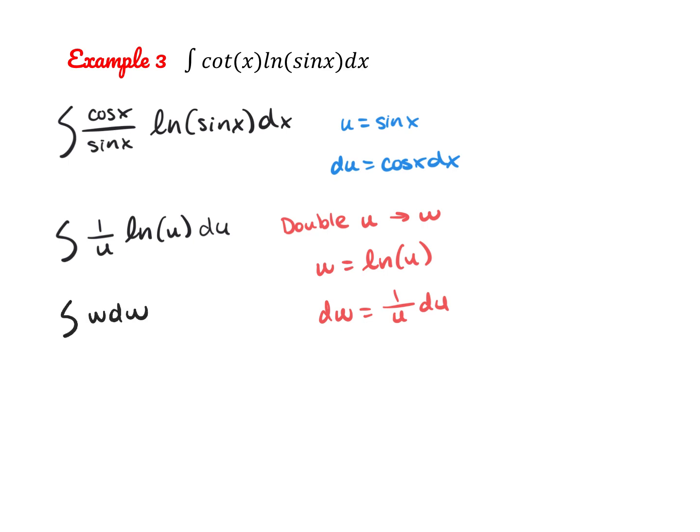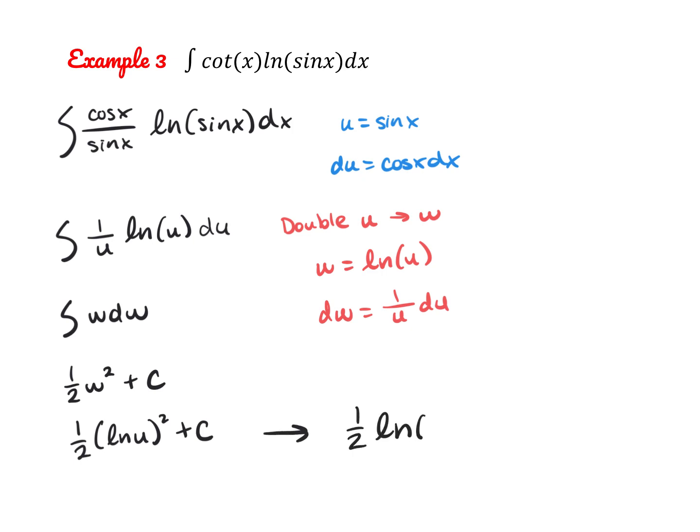So we can substitute this out, we can substitute this, and we're just left with w dw, which we can integrate. It would just be 1/2 w squared plus c, and then we could substitute back in for w. So natural log of u squared plus c, and then we could substitute back in for u. So 1/2 times the natural log of sine of x, all of that squared, and then plus c.